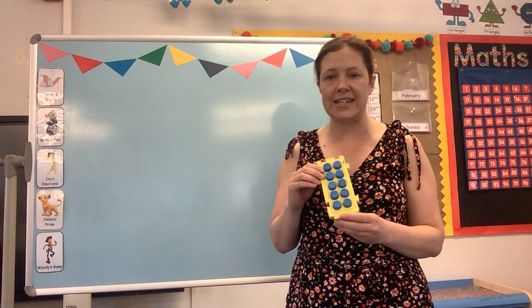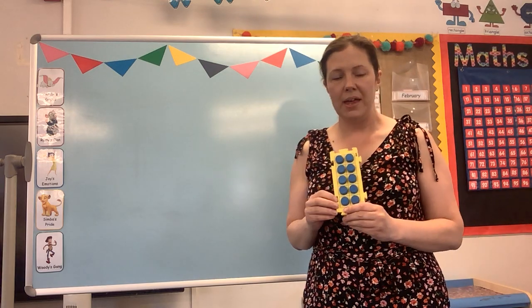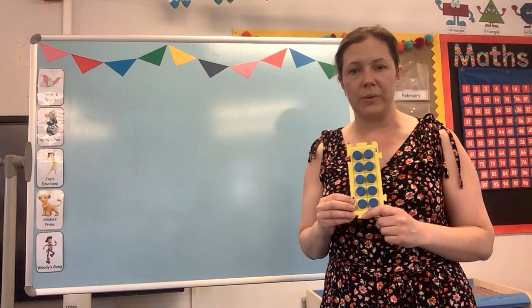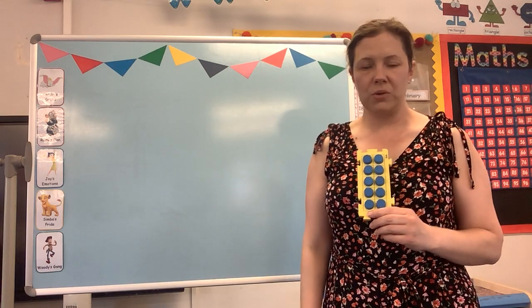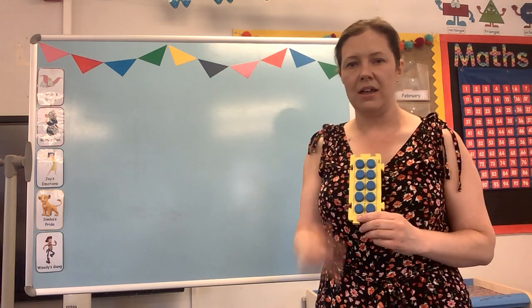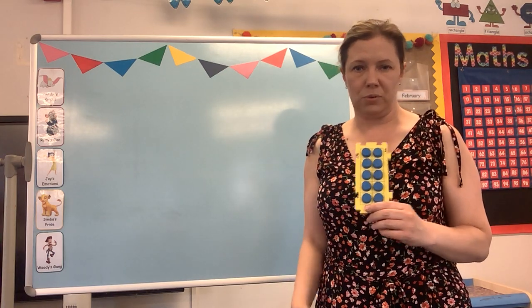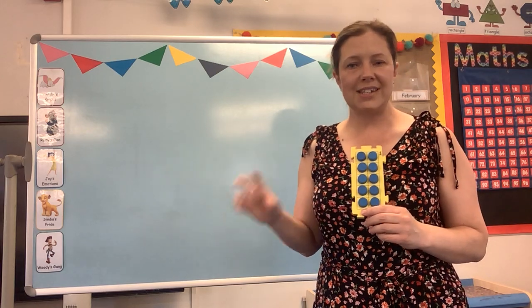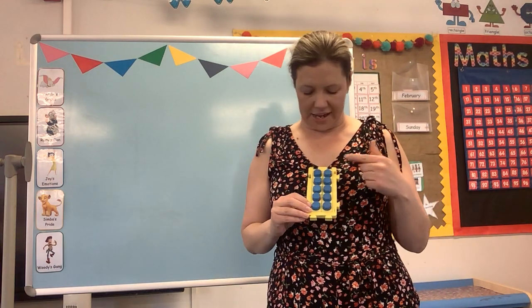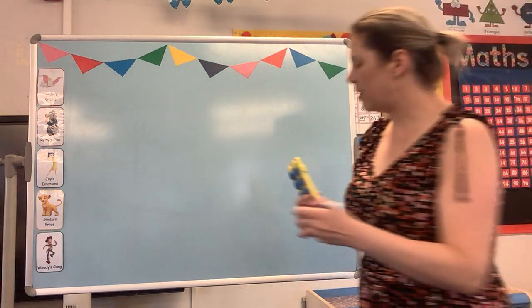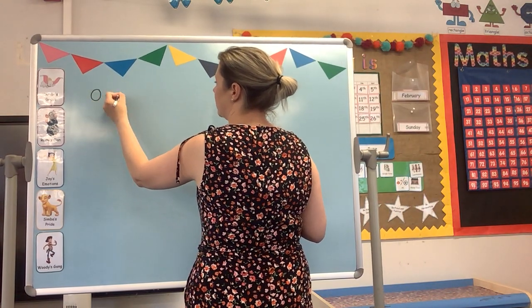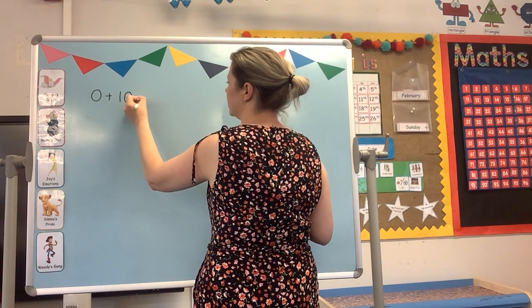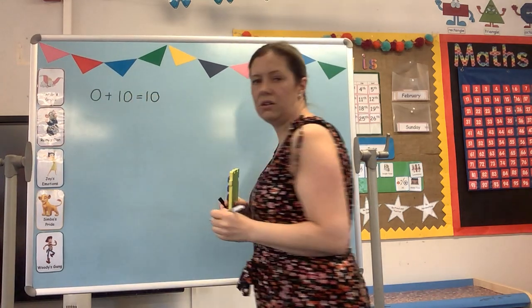Okay, so the first thing we did yesterday was we had a 10 frame and we were looking at the 10 frame to find different ways of making 10. So the first one we've got here at the moment, they're all blue. So we'll go back to those apples again. We've got 10 bad apples, haven't we? We've got no good apples. So there's 0 good apples plus 10 bad apples, and that means that we have got 10 apples altogether in the bag. Right, so let's write that on the board. So I've got 0 good apples plus 10 bad apples, and that equals 10 altogether.